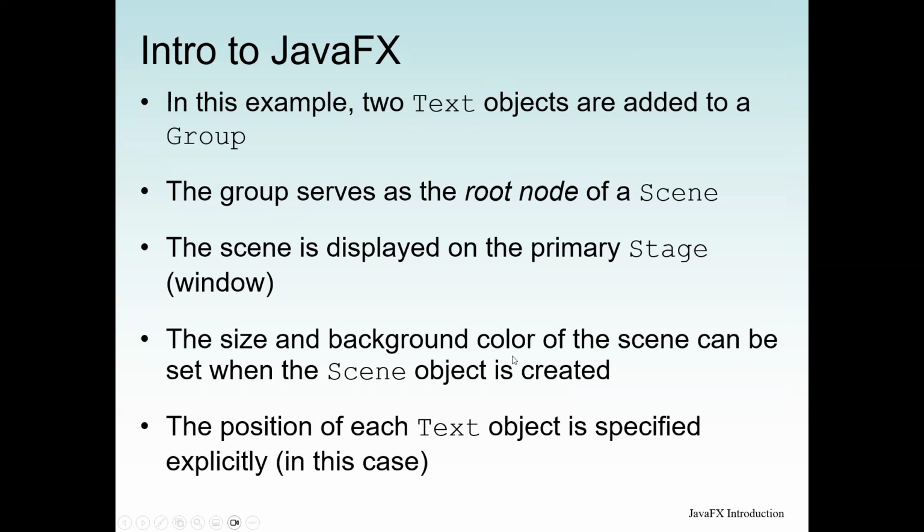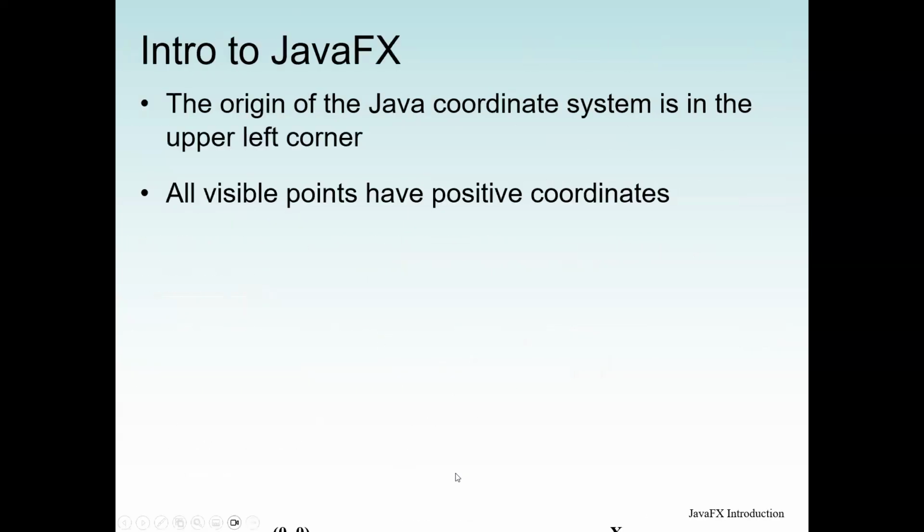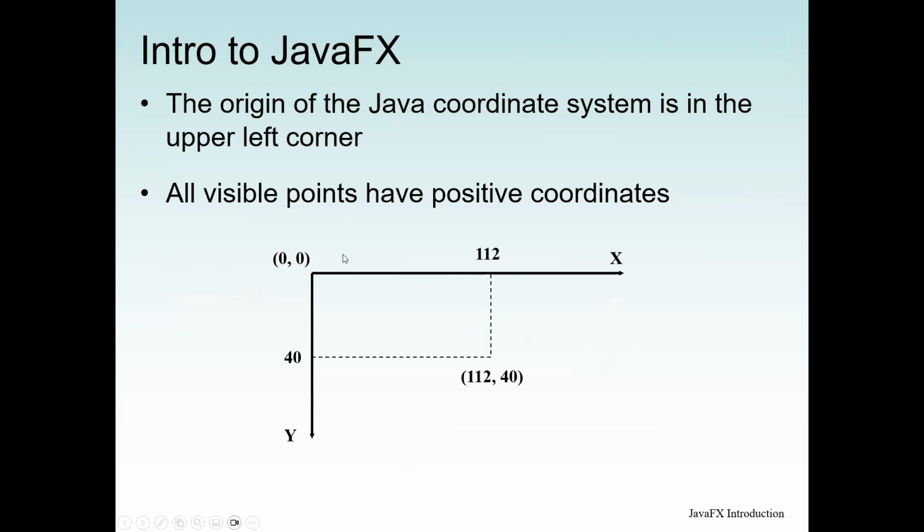Now, the size and the background color of the scene can be set when the scene object is created. And the position of each text object is specified explicitly. We saw 50 by 50 for the first text. I think the second one was 120 by 80. So that gives us the idea here. The origin of the Java coordinate system is in the upper left side. So we start from 0 by 0. So if I say 112 wide and 40, so that would be 112 and 40 by 40. So 50 by 50 somewhere here. So always start from the upper left corner.